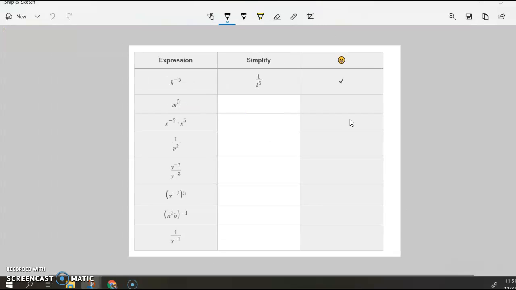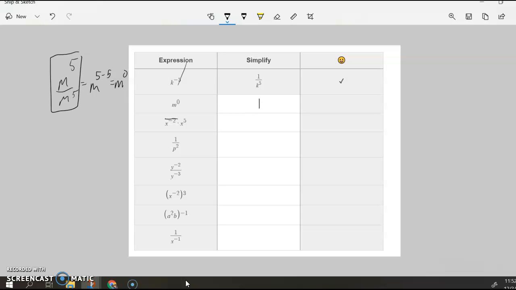So m to the 0, we had just said anything to the 0 power is 1. Again, that happens because I could say that's m to the 5th over m to the 5th, or any number, and that quotient rule says m to the 5 minus 5 is m to the 0. Well, remember, anything divided by itself is 1.